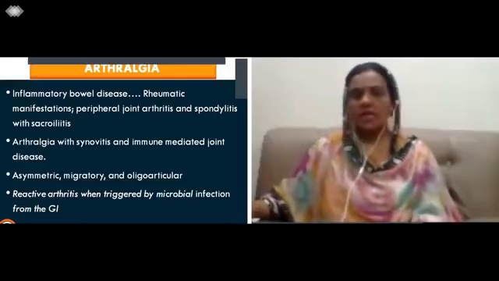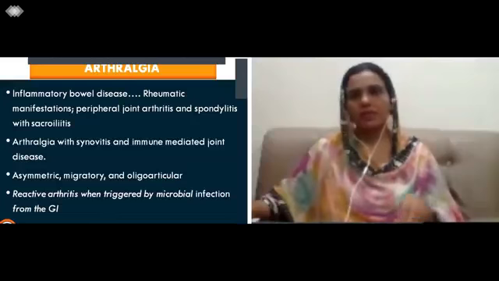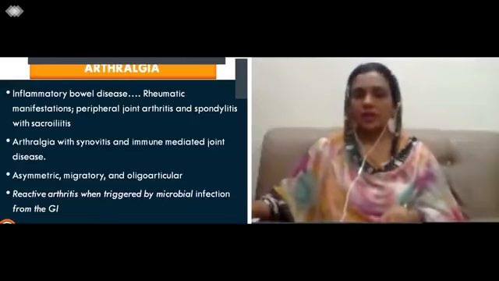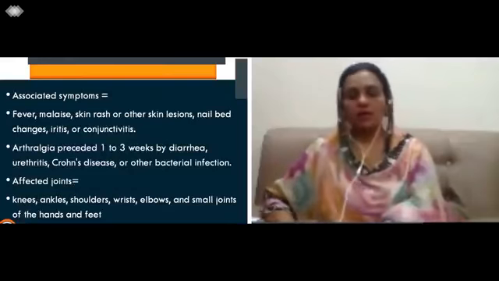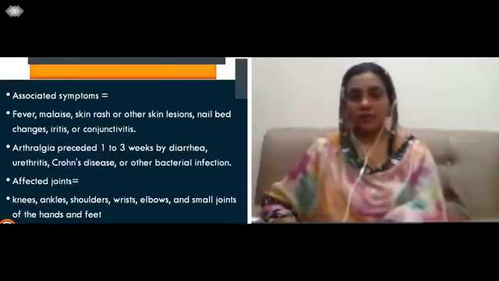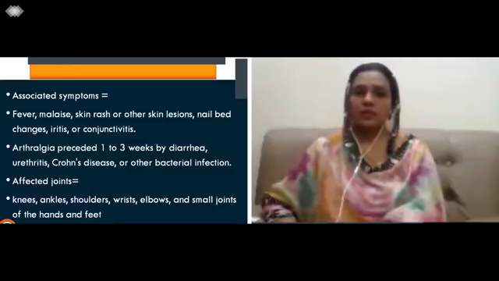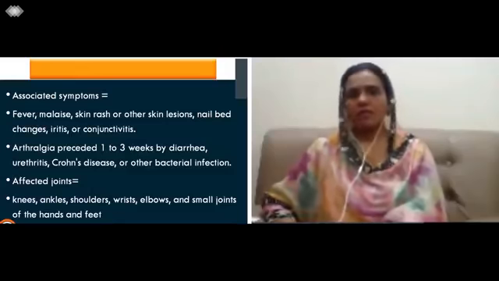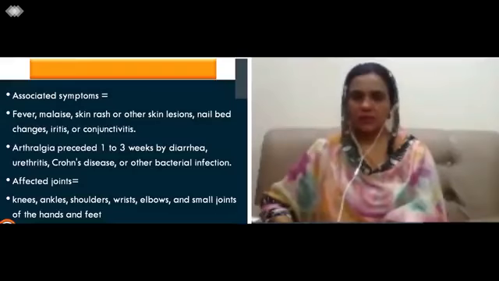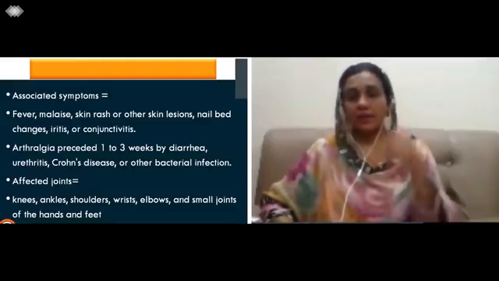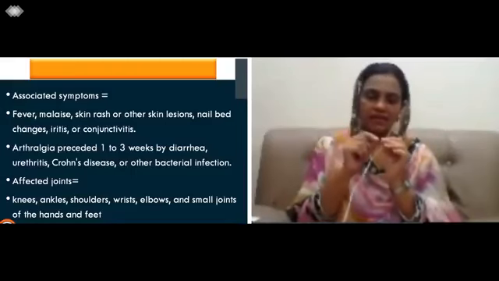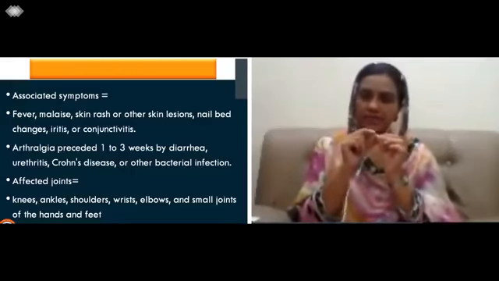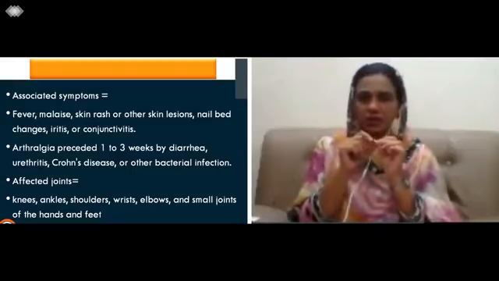So the reactive arthritis is asymmetrical, migratory, and oligoarticular, and the patient has arthralgia, but along with that, he also has some inflammatory conditions. I have already discussed that the inflammation is widespread, so the patient will have fever, weakness or illness kind of signs or symptoms. There will be skin rashes, and there can be conjunctivitis, and there will be nail bed changes where the nail layers leave the nail bed and become thin and distorted.